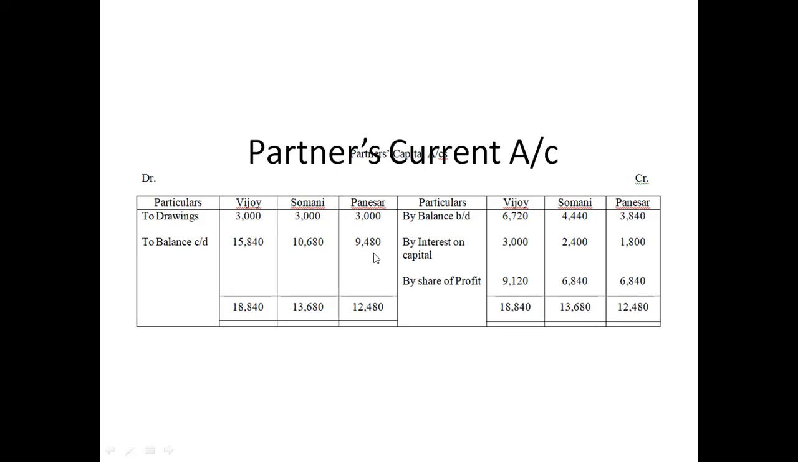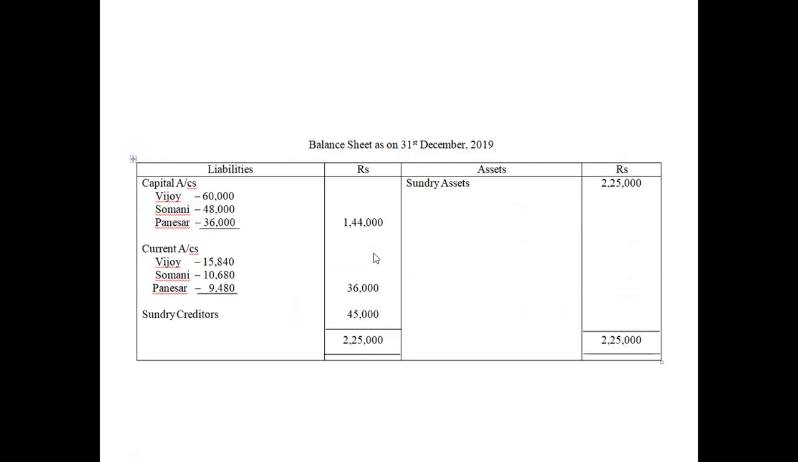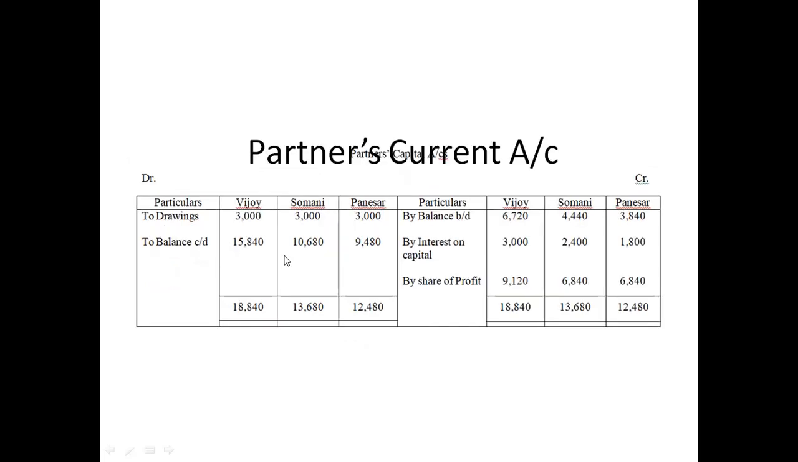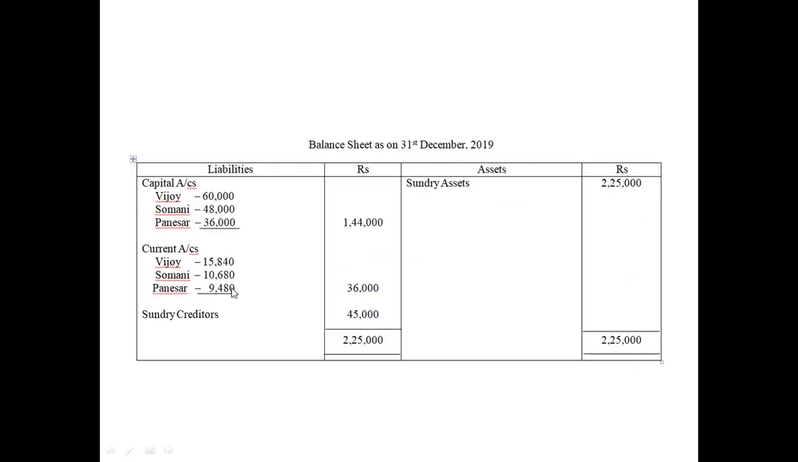After this we will prepare the balance sheet. So this is the balance sheet that we wanted actually. We will write the same thing, that is partners capital account. This is the same 1,44,000 total. This is actually Bijoy, Somani, and Panisar's capital, which is 60,000, 48,000, 36,000 respectively. After this we will write current accounts, the balances which we have extracted from here: 1580, 10680, and 9480 for Bijoy, Somani, and Panisar respectively.